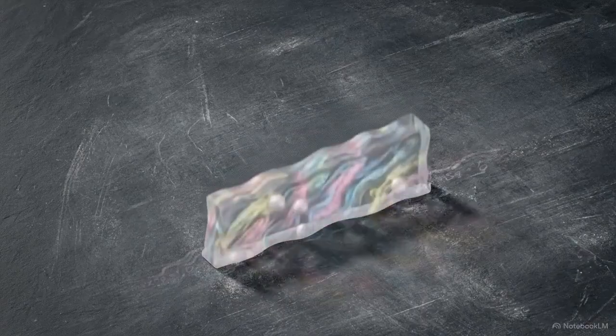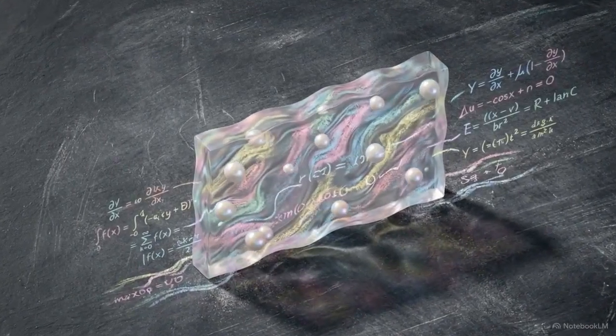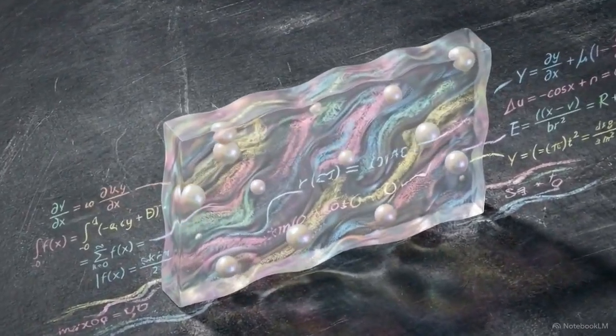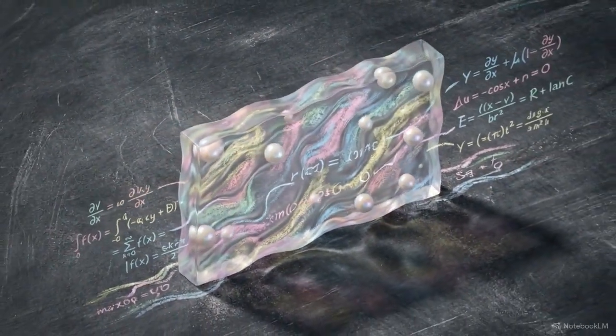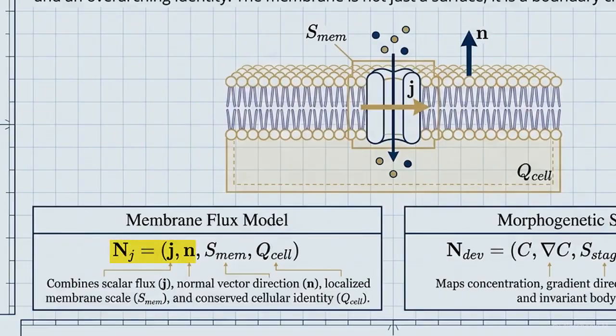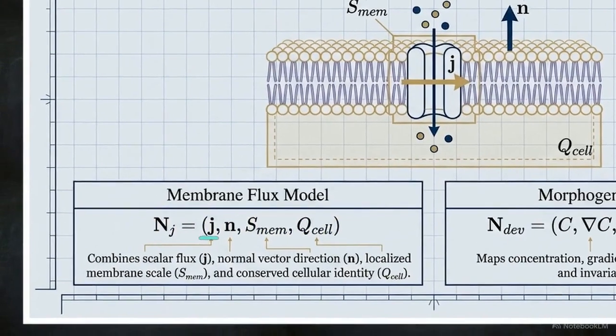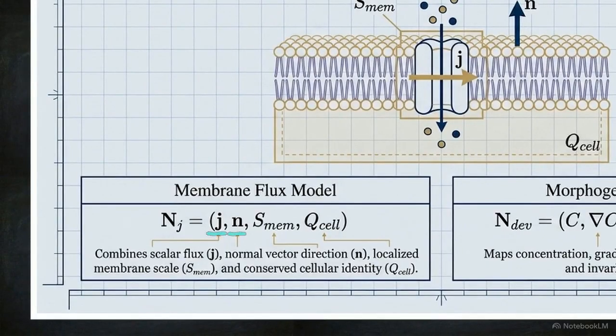Observe a living cell membrane actively filtering molecules. It constantly exchanges matter, yet rigorously preserves its intact vibrating cellular wall. NFN theory models the cell membrane as a mathematical boundary using the NJ equation. The scalar flux, J, and normal vector, N, are constrained by the membrane scale, S-mem, and cellular identity, Q-cell, acting as a boundary closure operator.